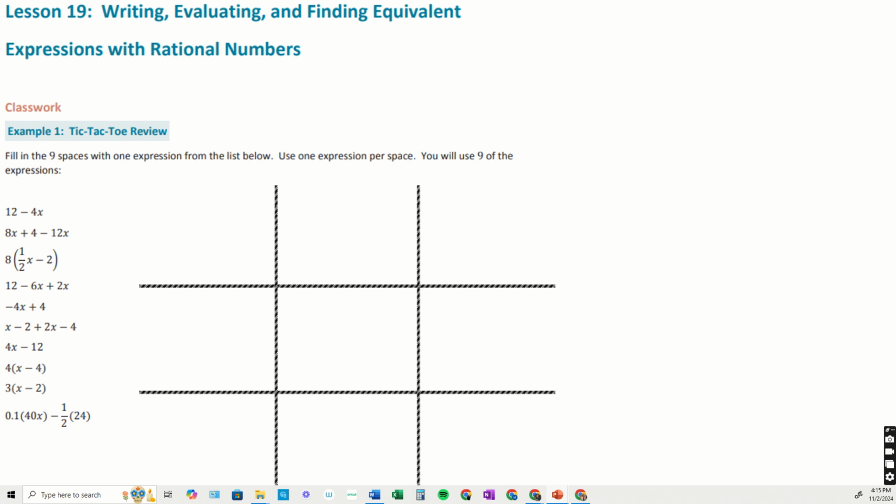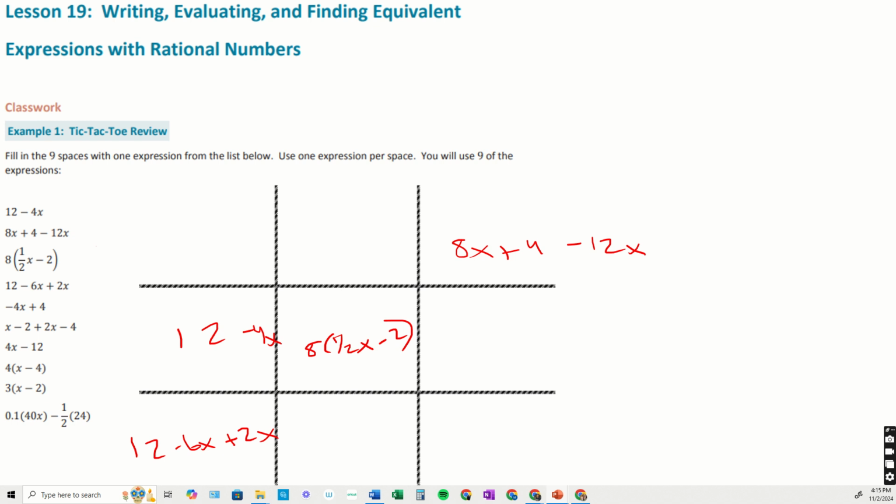I'm going to start with this first one here and just label it 12 minus 4x. That's the first one. And then the next one, 8x plus 4 minus 12x, I'm going to put here. Next one, 8 parentheses, 1 half x minus 2, close parentheses, I'll put here. 12 minus 6x plus 2x, I'll put here.